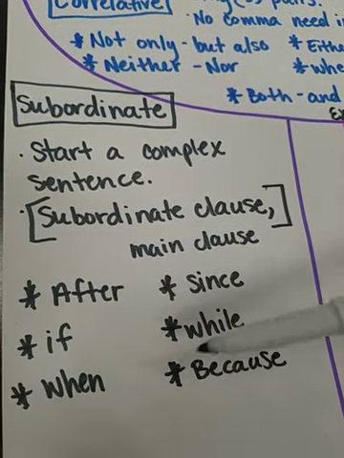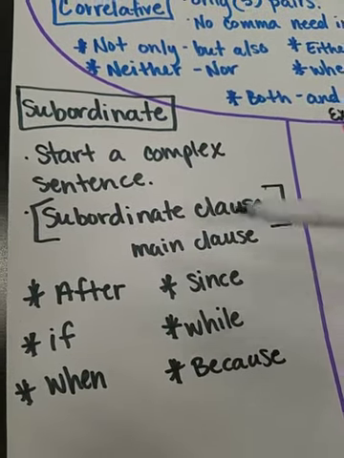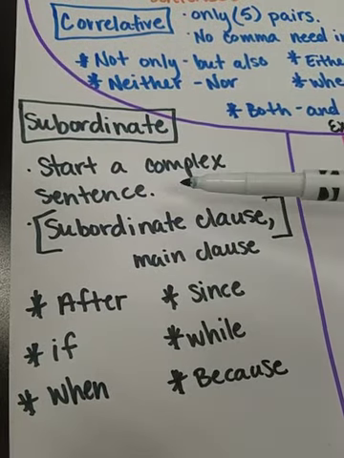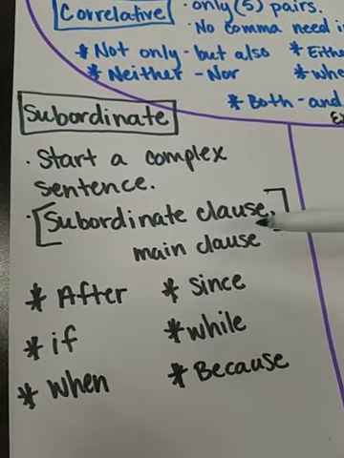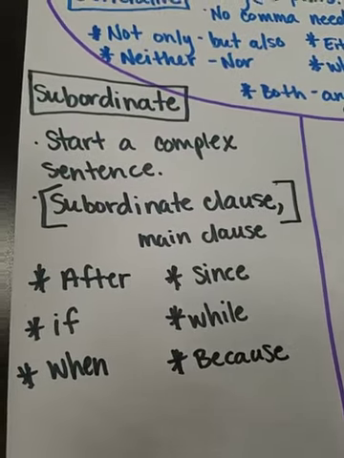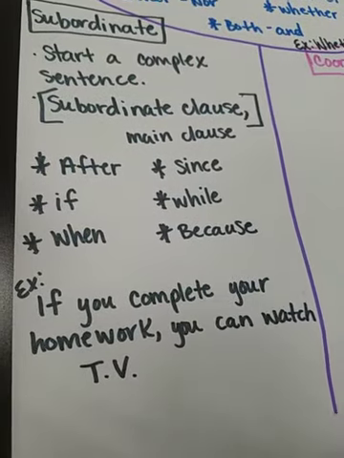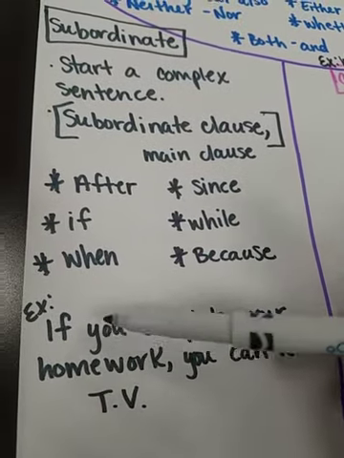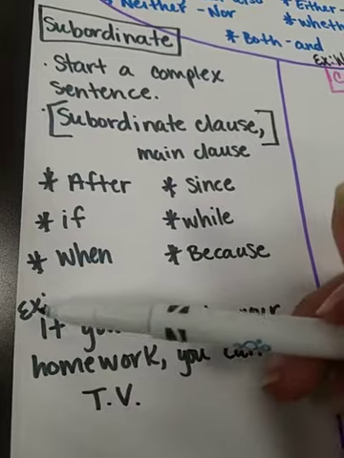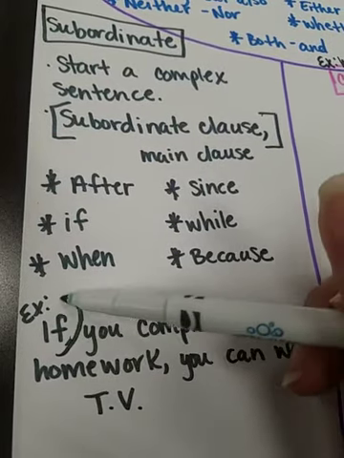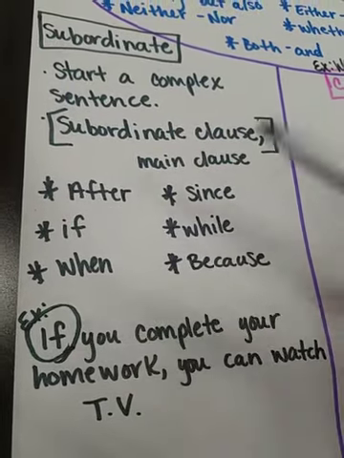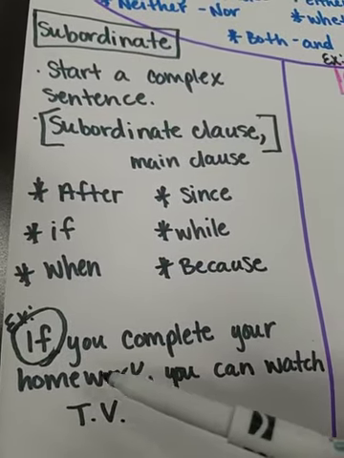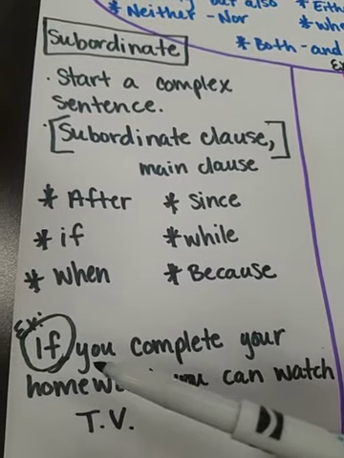And here are some examples of the subordinate clause words. Here are the words for the subordinate conjunctions. And like I said, these words can start a complex sentence with a subordinate clause. An example would be, if you complete your homework, you can watch TV. My subordinate conjunction is if. I'll go ahead and circle it. I use the word if as my subordinate conjunction, and here I did use it to start the complex sentence.